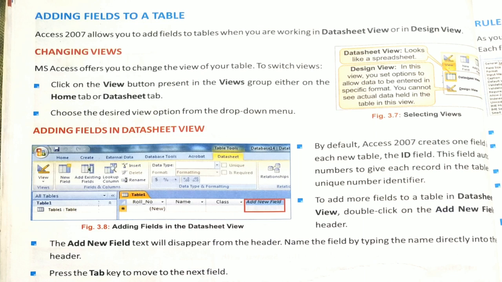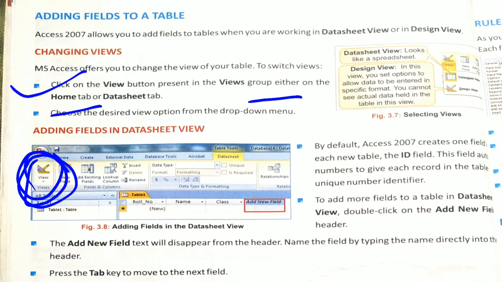MS Access offers you the option to change the view of your table according to your choice. Click on the view button present in the views group, either on the home tab or the datasheet tab. When you click on view, you will get options from the drop down menu. You will choose the option according to your desired view.